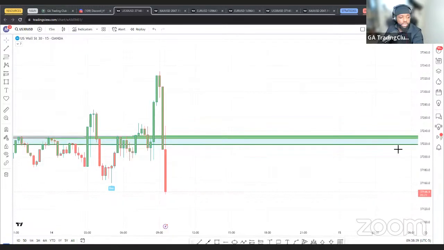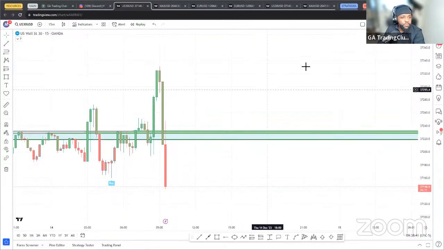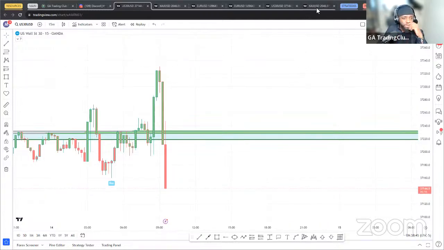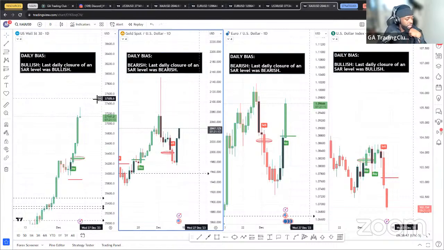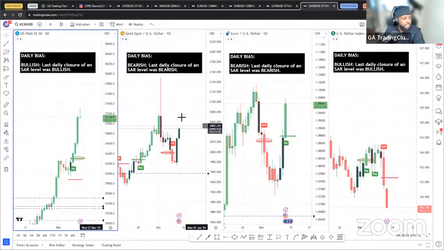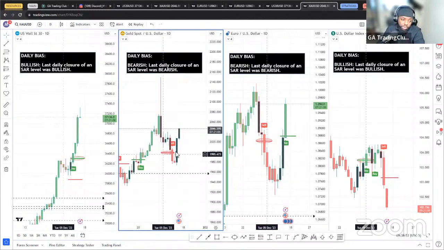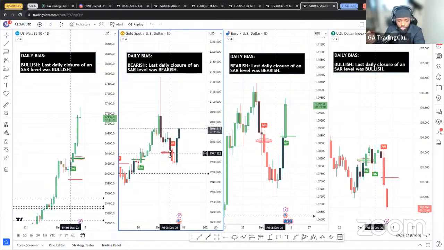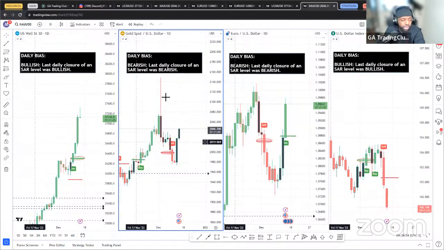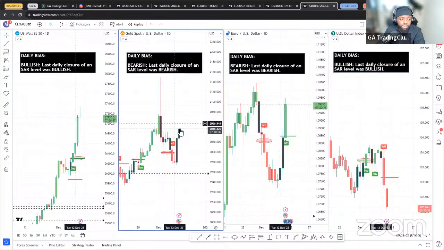Today is Thursday, December 14th. As usual, going analysis for US 30, gold, and EU. So we start off with the daily bias. Daily bias for US 30 is bullish. Gold is still bearish. Remember, we use the SAR, so it's fine if gold wants to keep pumping up. The only time we change our bias is right after our SAR closure, but still bearish on gold.